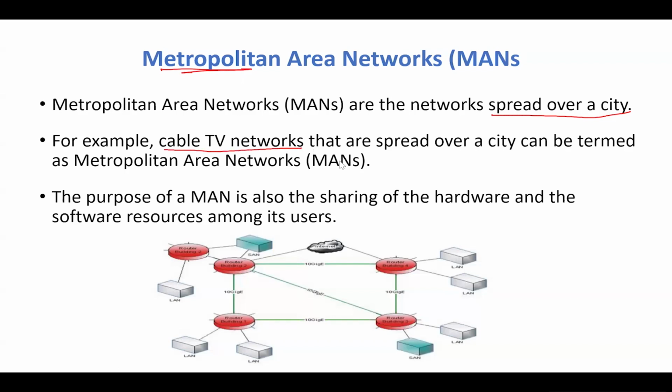Initially we would have cable TV connected to most houses. Nowadays it's not there. Usually we use dish TVs and everything, but when we used to have cable connections, there was a cable network operator. He would come and connect all the houses in a particular area. For that connection, he will be the one connecting the cables and all the houses will have this connection. That is an example of a metropolitan area network. So TV networks that are spread over a city can be termed a metropolitan area network.